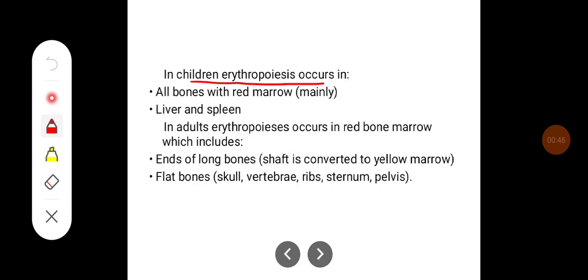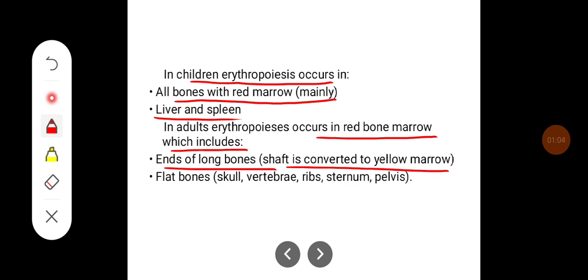In children, erythropoiesis occurs in all bones with red bone marrow mainly, and liver and spleen. And in adults, erythropoiesis occurs in red bone marrow, which includes the end of the long bones, that is, shaft is converted into yellow marrow, as we know, and it occurs in flat bones like skull, vertebra, ribs, sternum, and the pelvis.